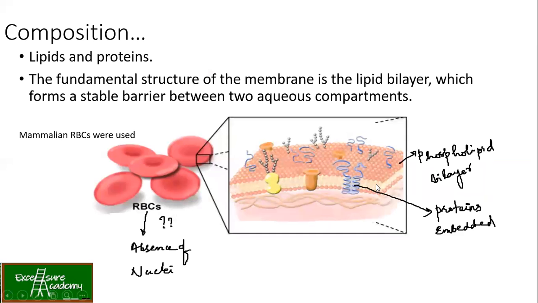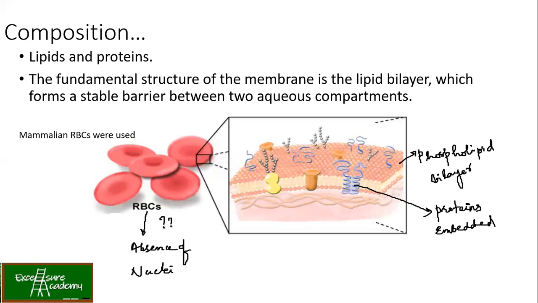Okay. Now coming to the composition. As already mentioned, the membrane is made up of phospholipids and proteins, and the fundamental structure of the membrane is the lipid bilayer. Now if someone asks how we came to know about the plasma membrane, the simple answer is RBC. Now guys, I'm asking you, why have the scientists taken RBCs to study the plasma membrane? What was special about RBC that they were happily using RBCs rather than any other eukaryotic cell? Yes, can anyone tell me the answer?